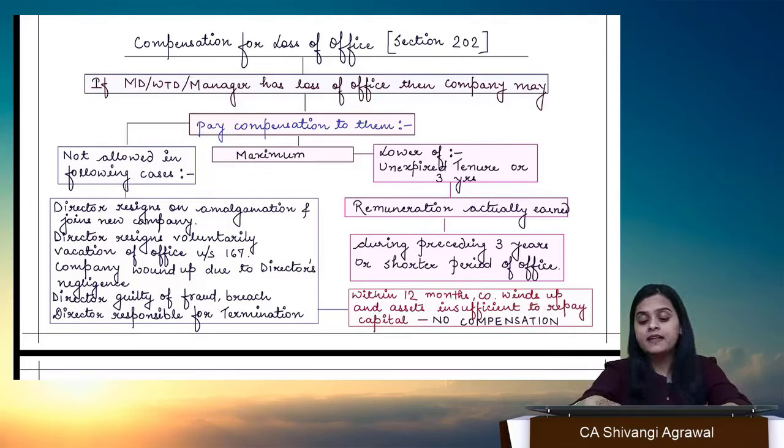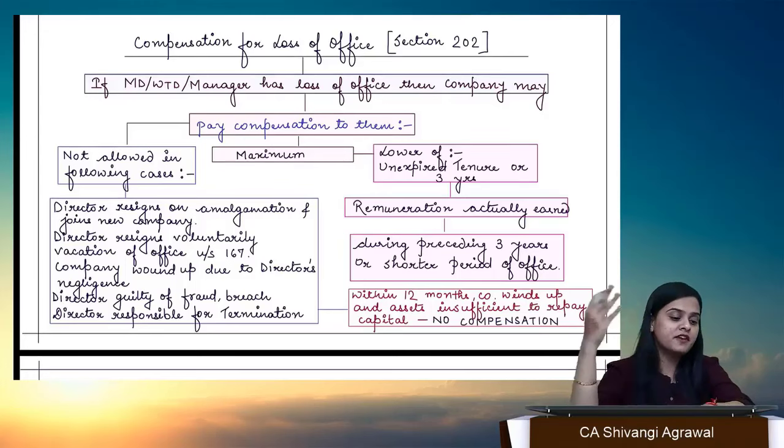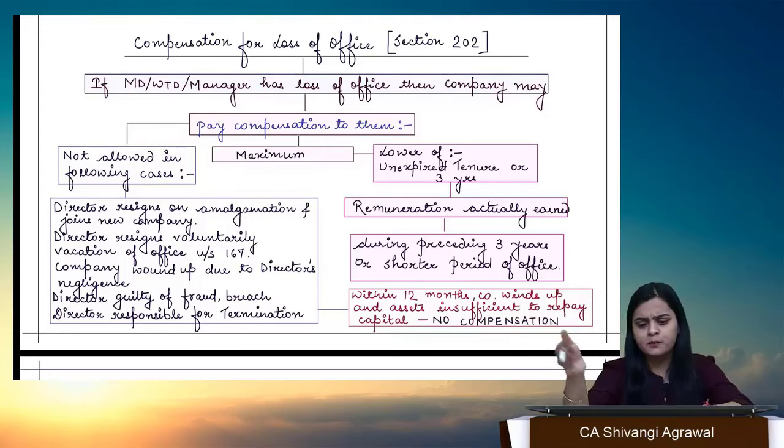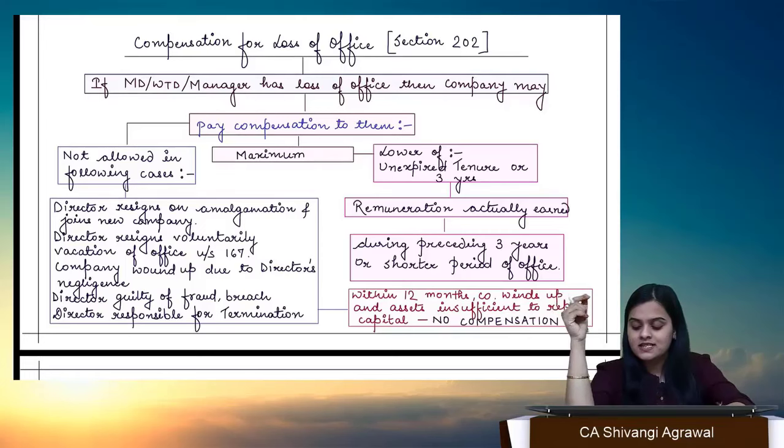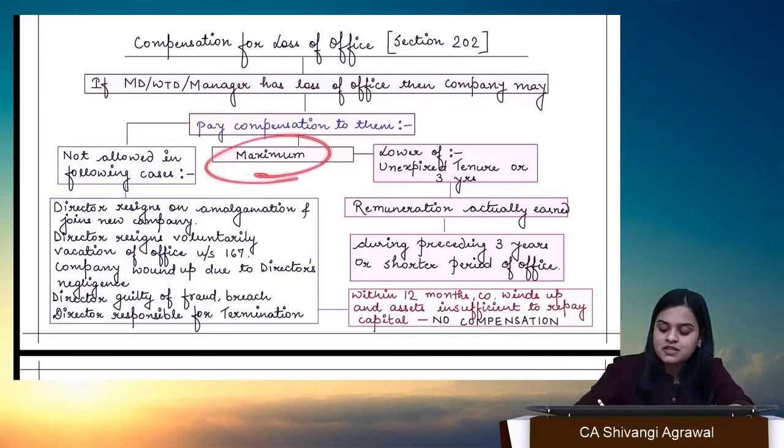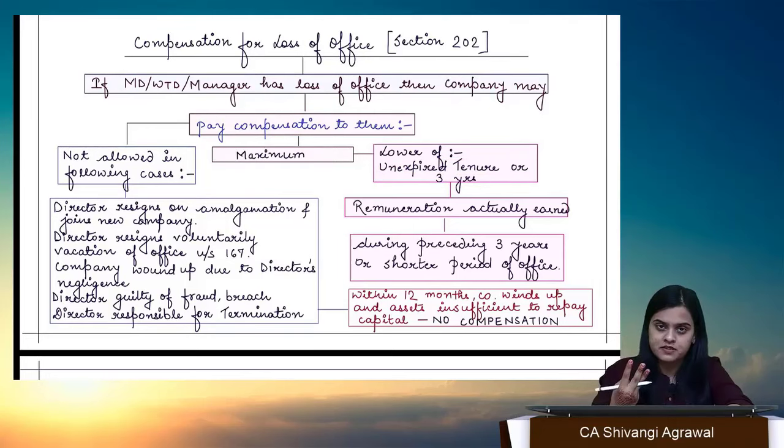So if their office expires before their term, say they have been appointed for 5 years but have been removed by the company after 3 years, for 2 years they will be paid compensation. What is the maximum compensation that can be paid to them? Lower of your unexpired tenure or 3 years. If your unexpired tenure is 4 years, you have just completed 1 year and 4 years are remaining, you will get compensation only for 3 years. But if 2 years are remaining, then you will get compensation for 2 years only. Whatever is your unexpired term or 3 years, whichever is lower.